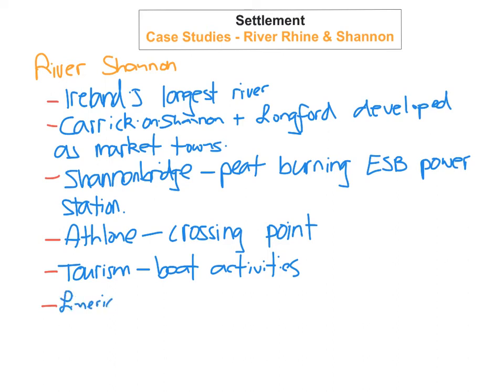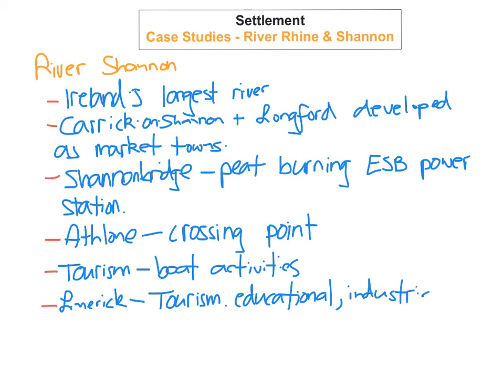Limerick is also on the River Shannon, and in the past Limerick's main function would have been defence again, just like Athlone, but it's definitely changed. It's a multifunctional city with lots of functions such as tourism, education because of the university, industry as well, and commercial. There's a lot of commercial activity around Limerick. It's grown into a very big city.